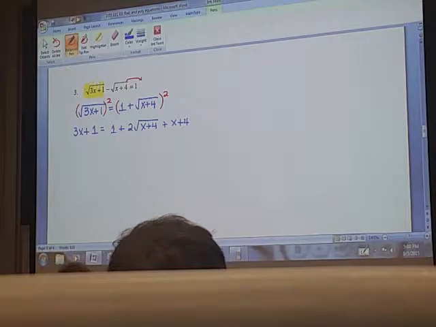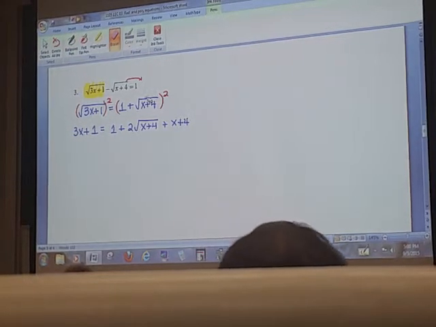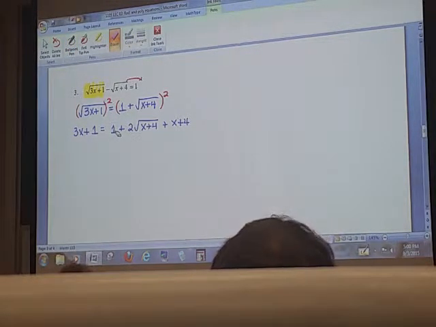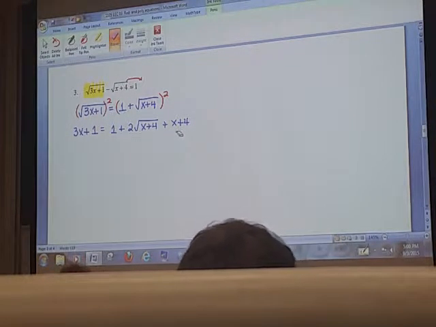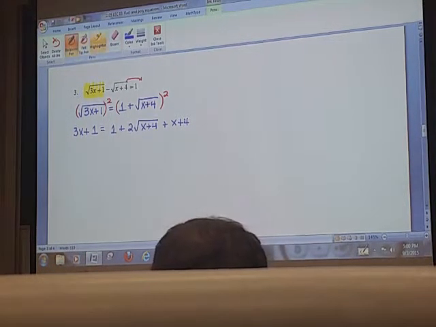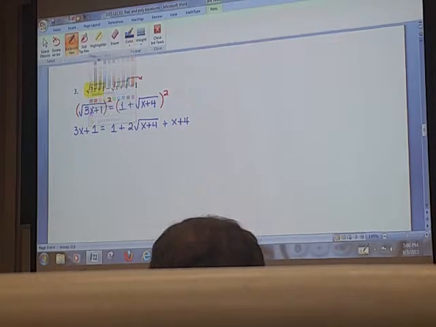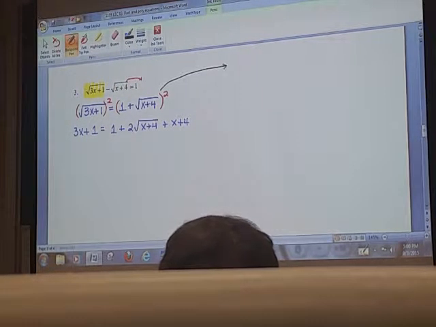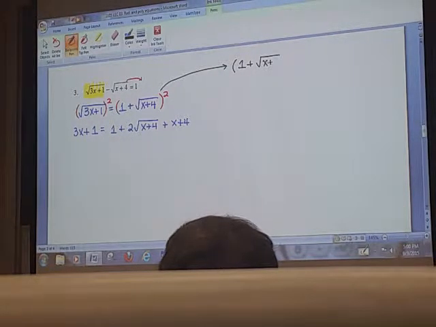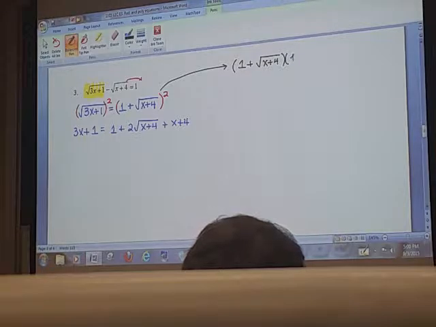Okay, I'll do it again. 1 squared, 2 times 1 times this, which is 2 times the square root, and then this thing squared, which is x plus 4. And if you don't like that, and if you're old school, you say, no, no, no, I need to see all the steps. Then you would do what we were doing up there. You would write this twice. This makes it look way worse. And you would FOIL these.